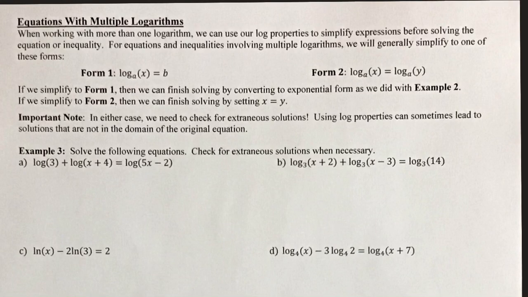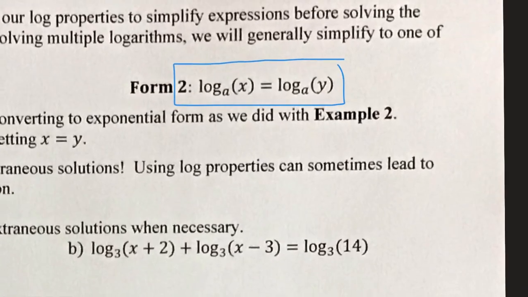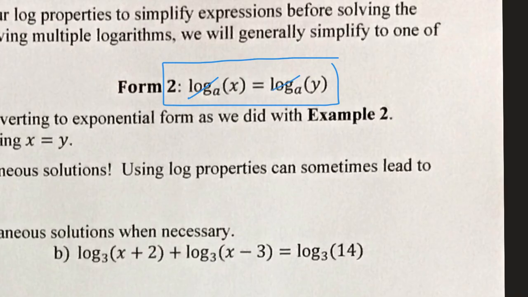Okay, form 1. Right, we talked about this on the other video. If you have log equals number, you rewrite it as an exponential. Okay, form 2. If we have log equals log, that's even easier because the logs essentially cancel each other out and you just set your arguments equal. Okay, but you can only have one log on both sides.